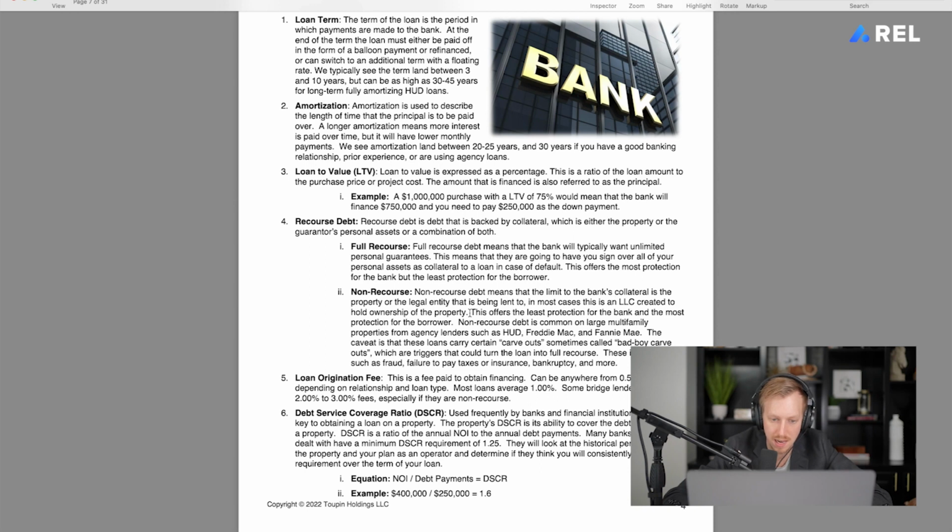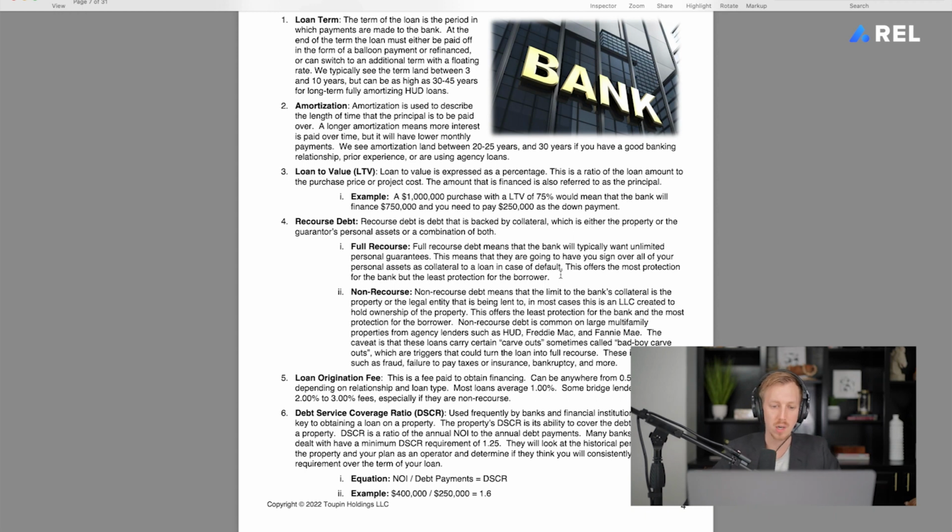In most cases, this is an LLC that is holding ownership of the property. This offers the least protection for the bank and the most protection for the borrower. Non-recourse debt is common on large multifamily properties from agency lenders such as HUD, Freddie Mac, and Fannie Mae as most common. Most banks, regional small banks and credit unions, are full recourse lenders. It's very common.